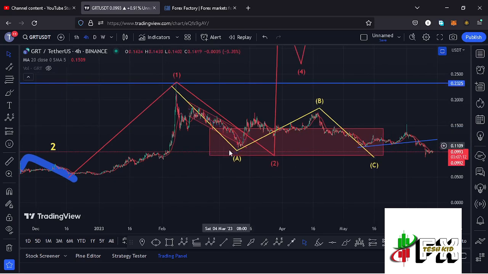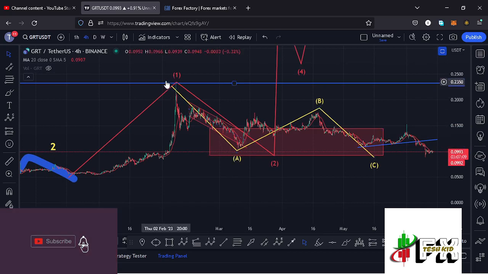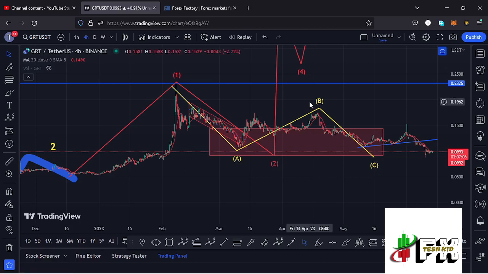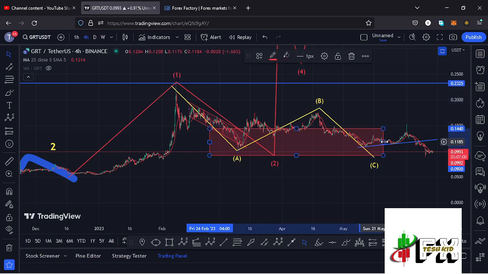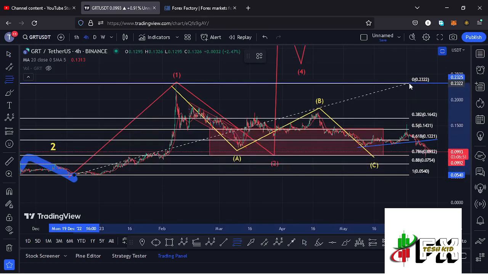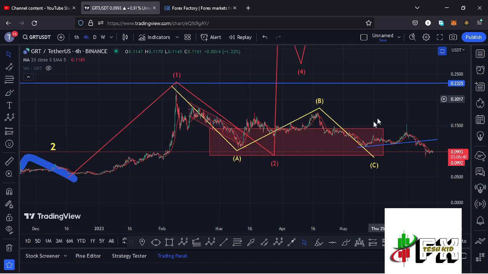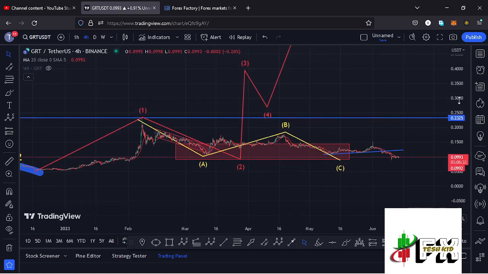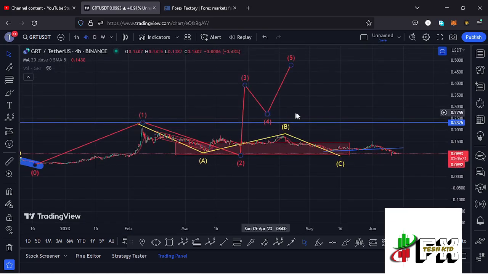where we have been breaking down, obeying this ABC corrective structure, where I have been terming this as the wave A, then a wave B. And we saw that one more leg down in the formation of that wave C, fully maximizing our red target area that I came up with by connecting the fibs from the low of the first wave to the high of that wave 1, giving me a minimum target area between the $0.1431 mark and the $0.0922 mark. And since we have fully maximized that target area in the formation of this wave 2, very soon I'm expecting GRT to start an impulse in the formation of a larger Elliott wave count 3.